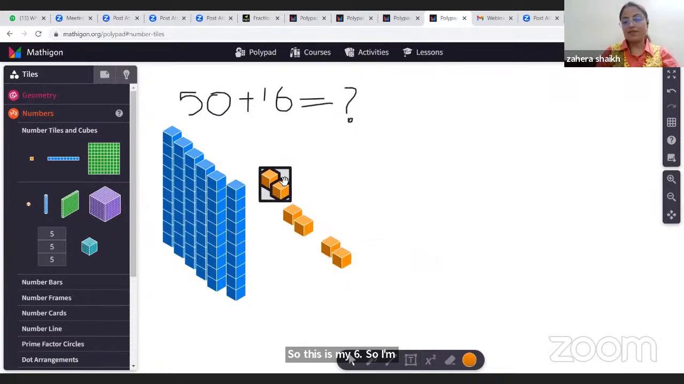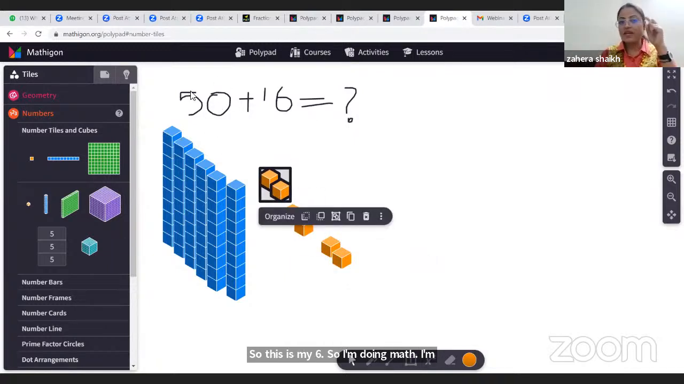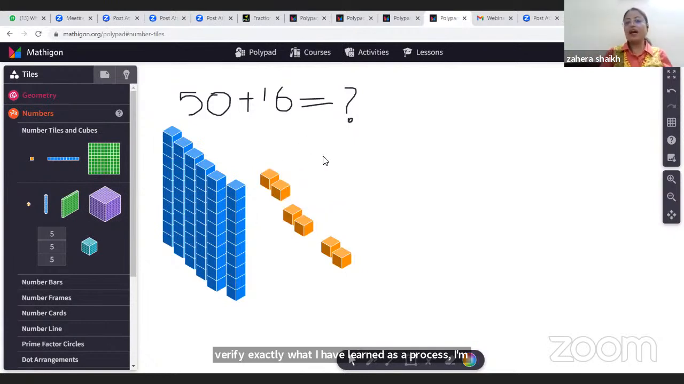So I'm doing maths. I'm just calculating this in my head by following a procedure that I have learned in my school time, or memorized steps. I need to add 50 with the tens first, and then keep that 6 here. So I'm just using this manipulative to verify what I have learned as a process. I'm just putting manipulatives there. This is how I have done maths using manipulatives.